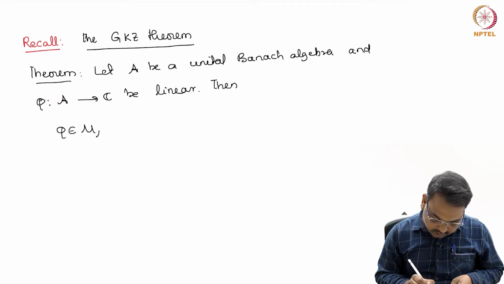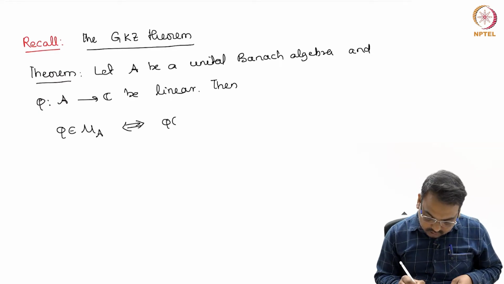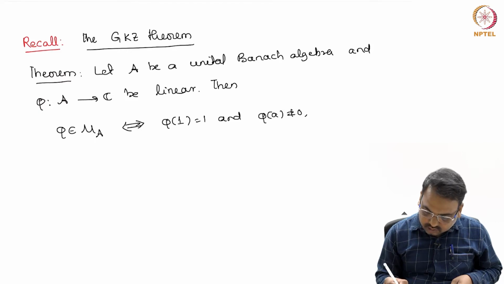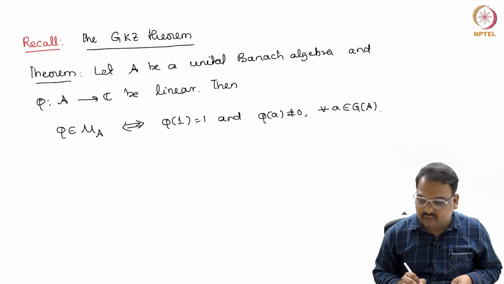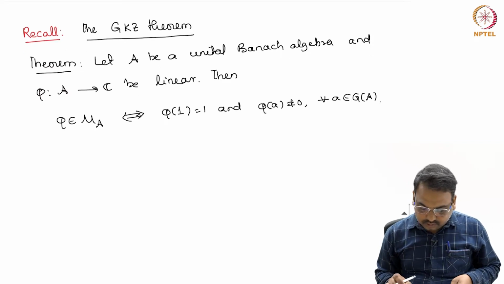phi is in MA, that is, it is multiplicative, if and only if phi of 1 is 1 and phi of a is non-zero for every a in G, the set of all invertible elements of A. Okay.